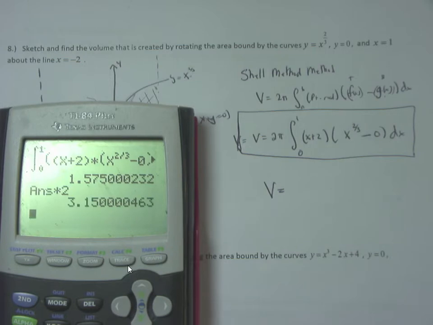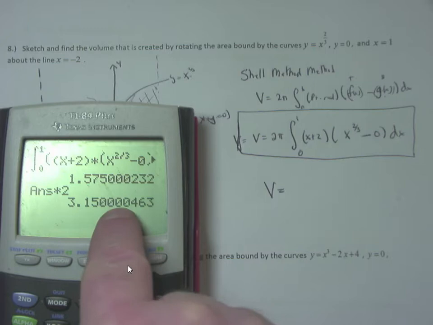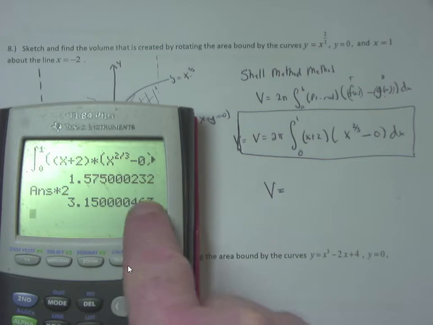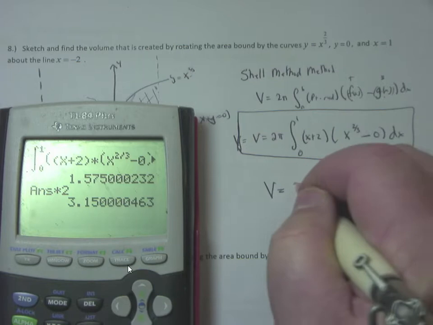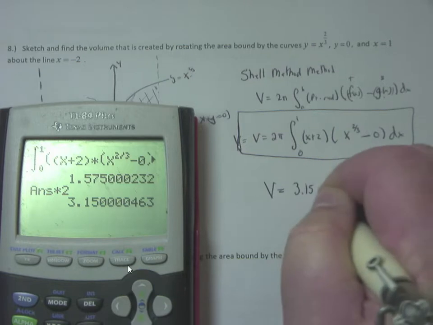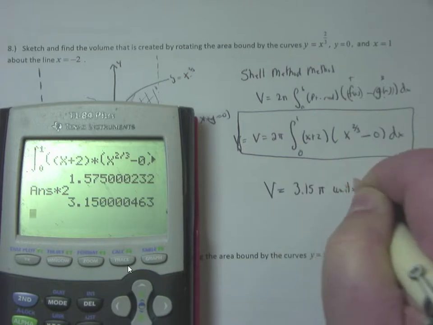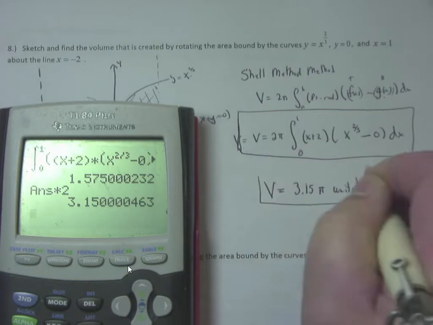What is my answer? Now, I got a bunch of zeros in a row there. What do you think that is? Error. So what do you think the actual answer is? 3.15 pi, what? Units cubed. We're calculating volume.